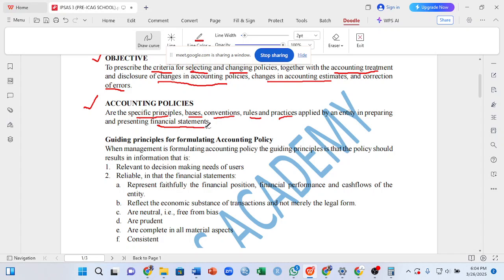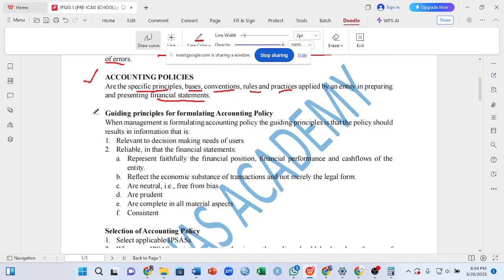Now, how does an entity formulate an accounting policy? You need to know the guiding principles, which have been examined before in past questions. The guiding principles for formulating accounting policy are just two. The guiding principle is that the policy should result in information that is, we look at two major things: number one is relevance for decision making, and number two is reliability of the financial statement.